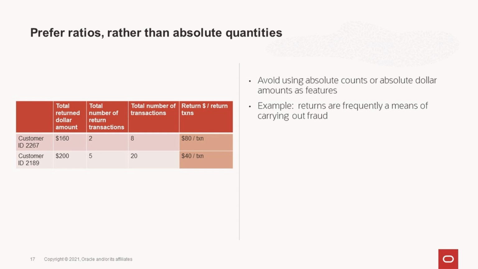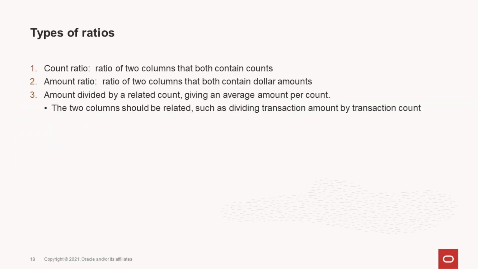But what we really want to do is take a ratio. We want to see the dollar amount per return transaction. Then it's a little bit different. It turns out that this first customer, 2267, is probably the one we should pay attention to first rather than this one. So that's a very simple example of why you would want to use ratios rather than absolute dollar amounts when we're looking for outliers. You don't want the SVM to take these absolute amounts as the indications of outliers, but rather the ratios.